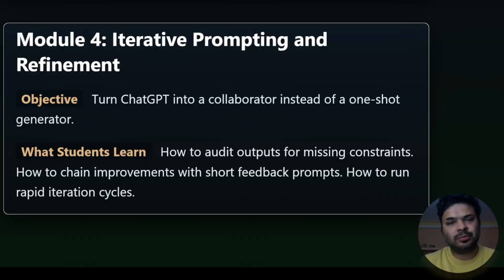In module 4, it's iterative prompting and refinement, to turn ChatGPT into a collaborator instead of a one-shot generator. What you learn is how to audit outputs for missing constraints, how to chain improvements with short feedback prompts, and how to run rapid iteration cycles.